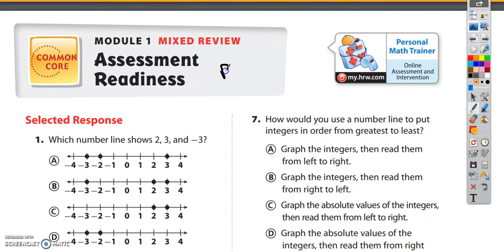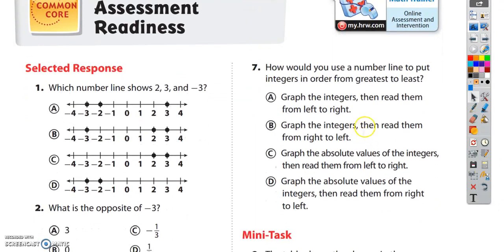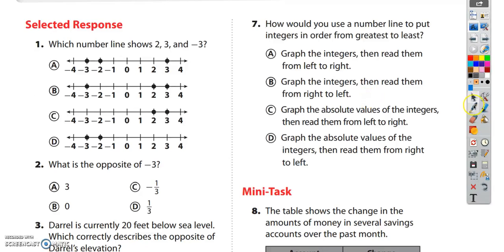This is page 26. It's the second portion of the Module 1 quiz review. Like the previous couple videos, you can only watch this video after you've completed the problem. So if you haven't done that yet, please solve all the problems and then play the videos to check your answers. Question number 1. Which number line shows 2, 3, and -3?